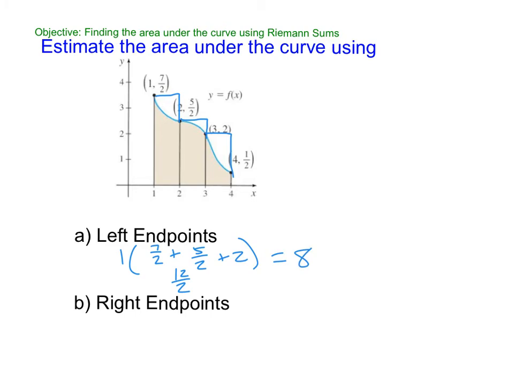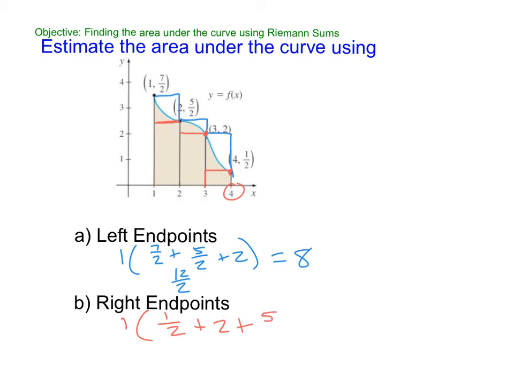And then we're going to do a right interval. So then I start at the right. I'm going to start at 4. So this is going to be way less, right? It's an underestimate. My width is still 1, and I always start at the right. So at 4, my y value is a half. And then 3 is 2.